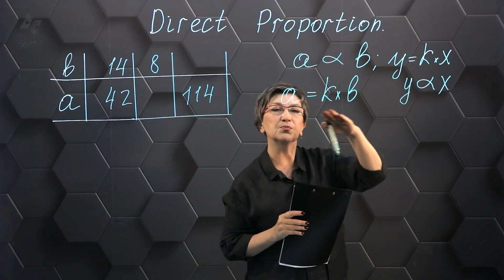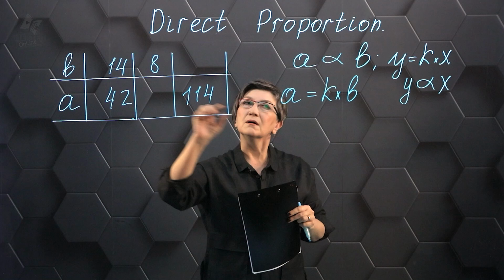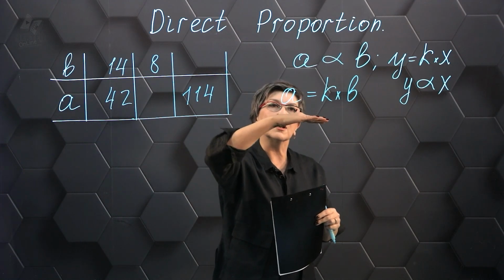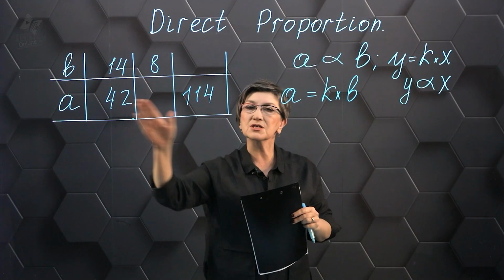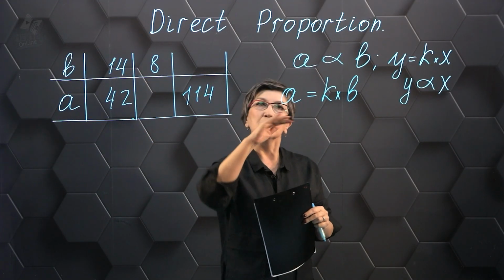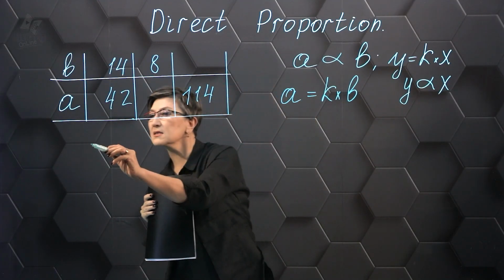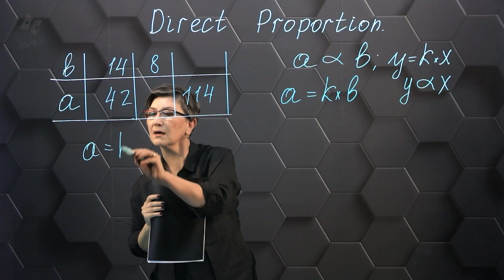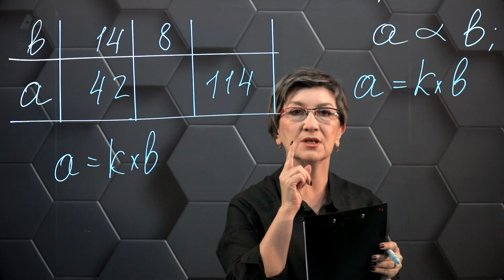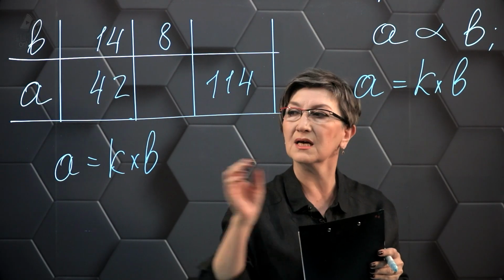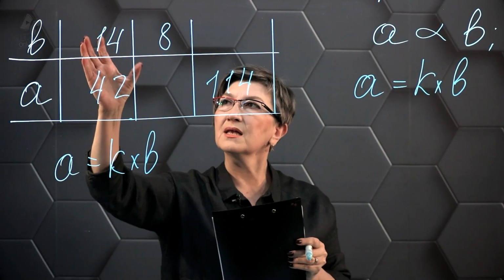And when we use this expression, you and I, we're going to write down an expression where A depends on B, and we're going to fill in this table. Let's start with our expression A equals K times B. Let's write A equals K times B. And when solving problems like this, we need to find the coefficient of proportionality, that is the number K.